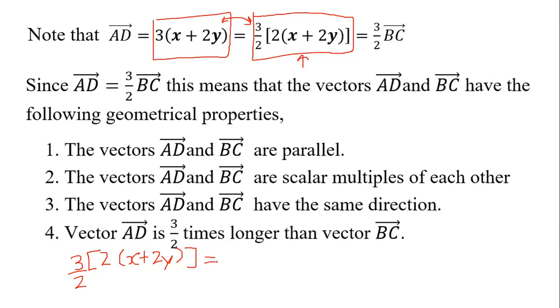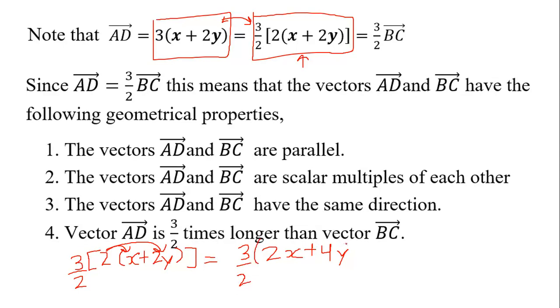So we have 2 multiplied by x, which is 2x, and 2 multiplied by 2y, which is 4y. Again, we have 2 multiplied by x, which is 2x, and 2 multiplied by 2y, which is 4y. Remember, we have the 3 over 2 here, so that is 3 over 2.